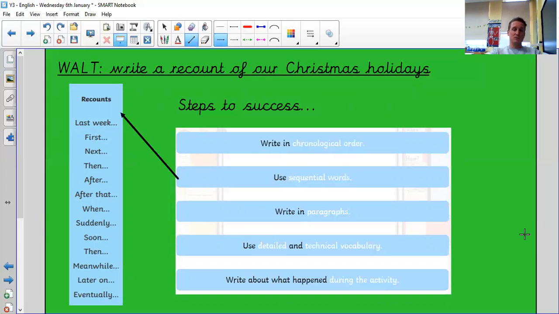And finally, I want you to really go into depth about what happened during the activity. So how did you feel when you were opening presents, perhaps? Maybe how did you feel when you were giving presents to other people? Think about, like I did, how I felt after I ate my Christmas dinner. Okay, there's lots of information that you can give the reader that can really clearly tell us how you got on over the holidays. I'm going to absolutely love reading some of these.